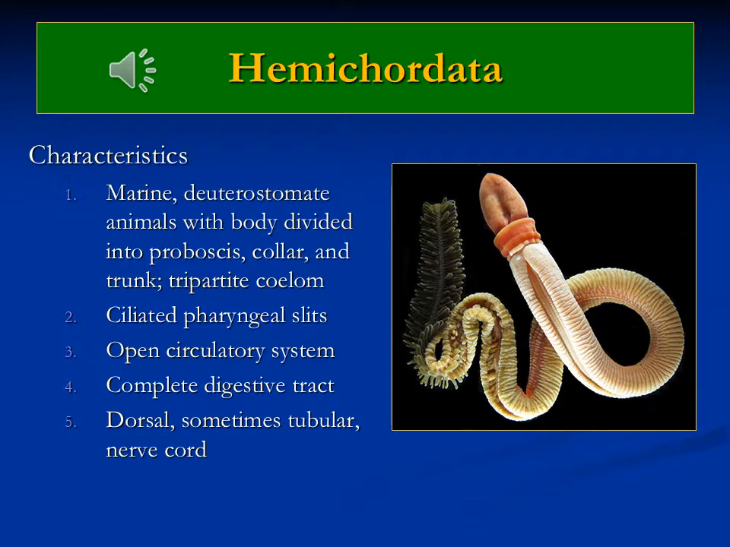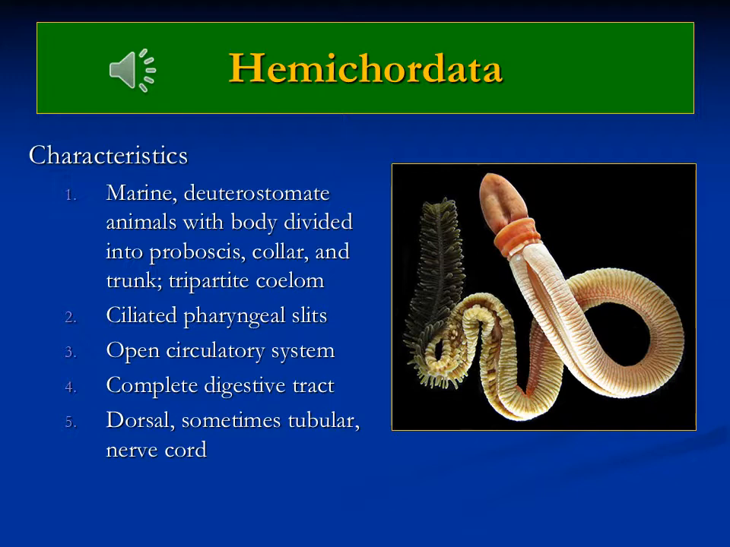So the hemichordates are our next ambulacrarian group, and what you can see here over to your right is actually an acorn worm. You can see the proboscis, the collar, and the trunk. And you can see some of the extensions of the posterior body that are, I think, used for gas exchange.